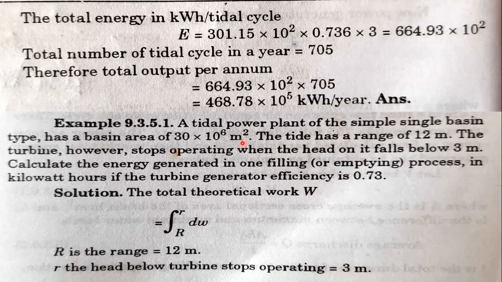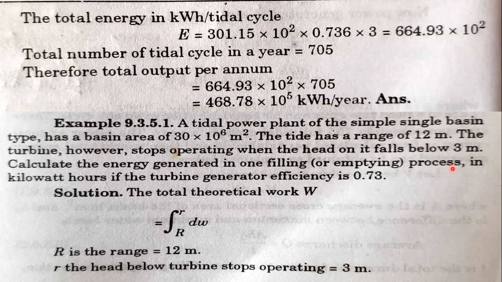K will be multiplied two times, so 10 power 3 becomes 10 power 6 meter square. And the tide has a range of 12 meters. The turbine, however, stops operating when the head on it falls below 3 meters. So this is the high tidal range and this is the low tidal range. Calculate the energy generated in one filling or emptying process.